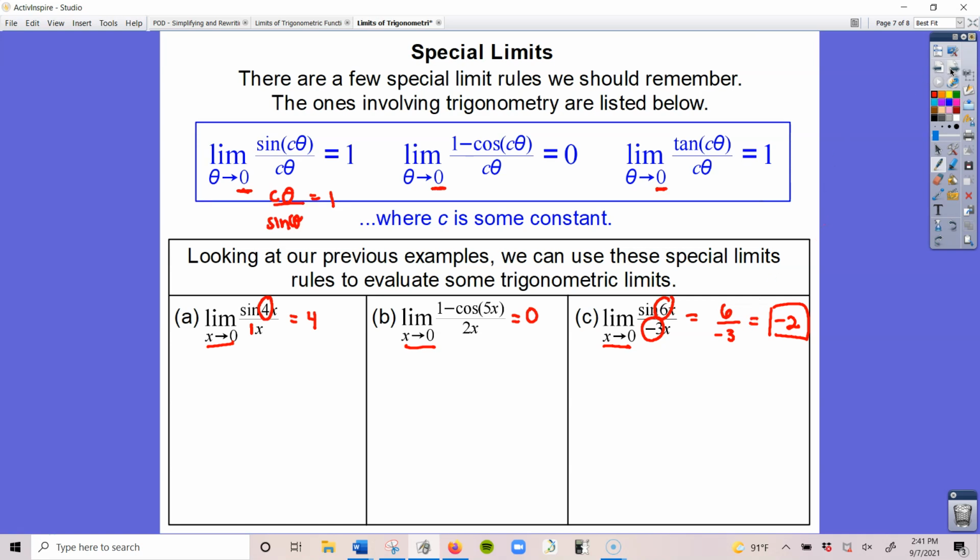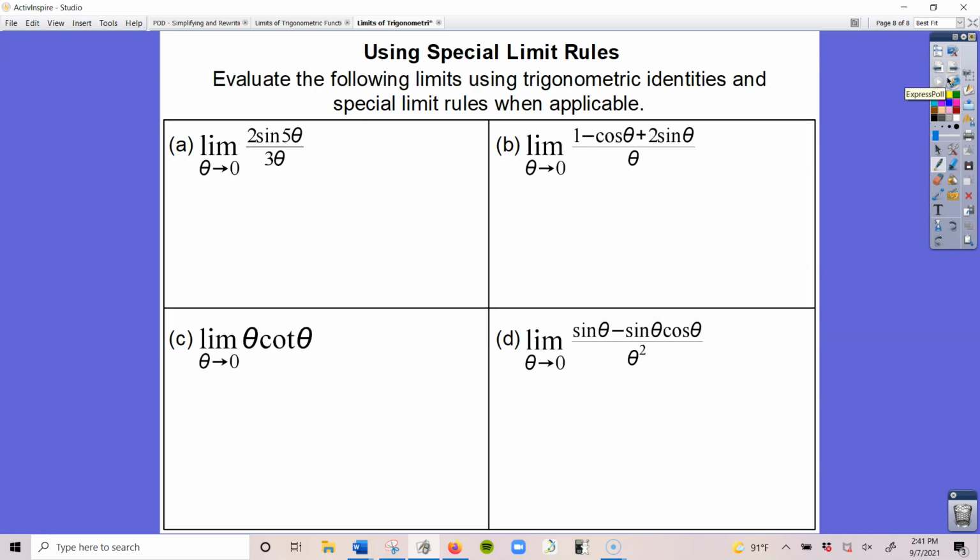Now let's look at some questions putting all of this together. We have the limit as theta approaches 0 of 2 sine of 5 theta over 3 theta. This is my special limit. So I'm just going to apply the operations with my numbers, because of the 2 and 5. These are being multiplied. So this is 2 times 5 over 3. So this gives me the limit 10 over 3.